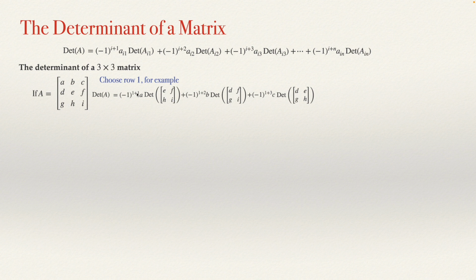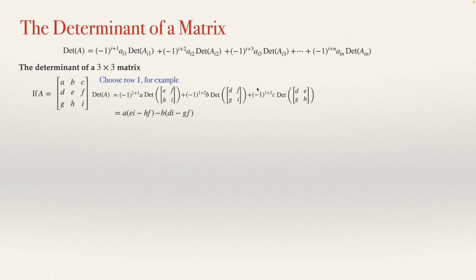This is a positive number. Minus 1 to the power 2 is plus 1. So this first term is positive. So I'm going to type A. And this determinant is EI minus HF. So this will be A multiplied by EI minus HF. Remember, in the previous slide, I was explaining how to compute the determinant of a 2 by 2 matrix. Here will be minus 1 to the power 3. Minus 1 times minus 1 times minus 1, the answer is minus 1. So this term is negative, minus B times DI minus FG.